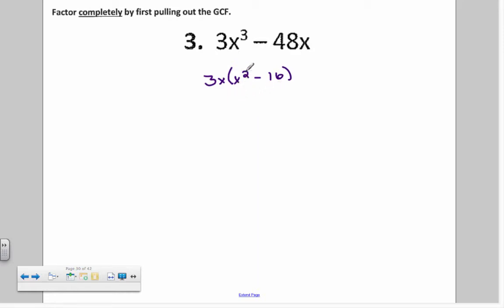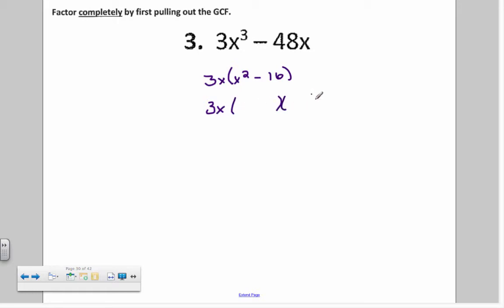So the front would have to be a square, which it is. The middle would have to be the subtraction. That's true. And the end would have to be a perfect square. Well, 16, yes, 16 is a perfect square. So this is a difference of squares, which means I can factor that further. So I'm going to keep my 3x in the front, and I'm going to factor this.